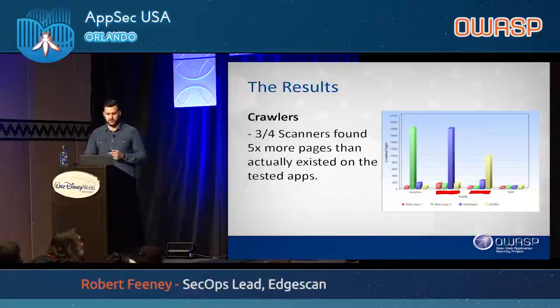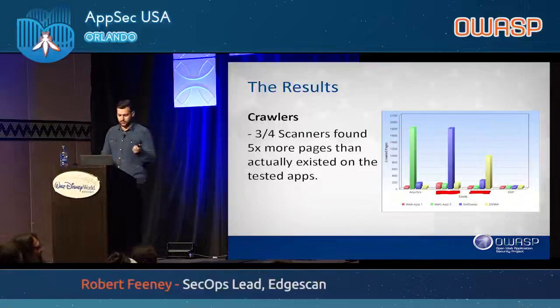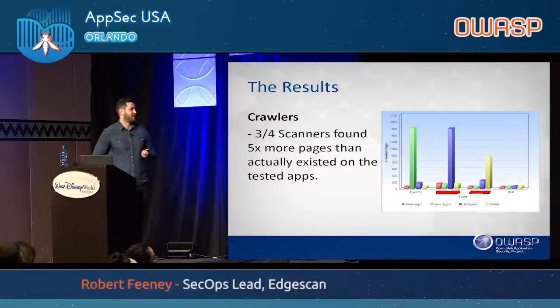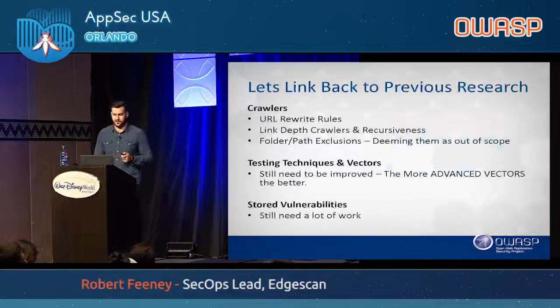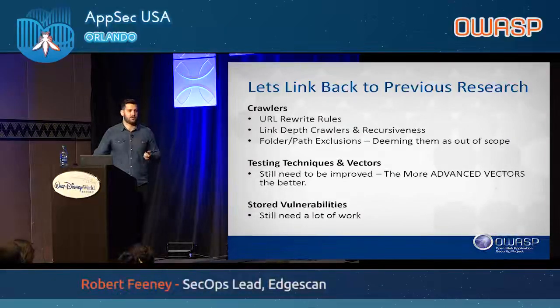One of the next results was around one of the previous points made around the crawlers. So 3 out of the 4 scanners found 5 times more pages than actually existed on the tested applications. And this is something that gets addressed further down as well. So if we link this back to the previous research that was done in regards to the crawlers, there's a lot of work being done by numerous different vendors of different tools.